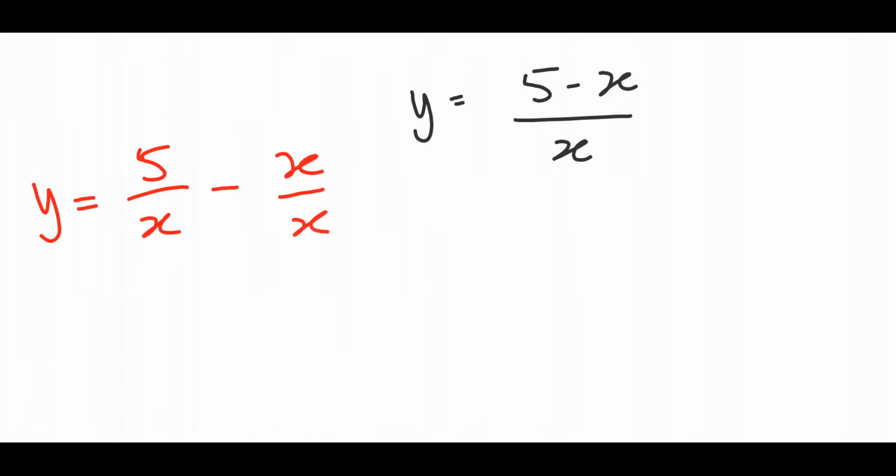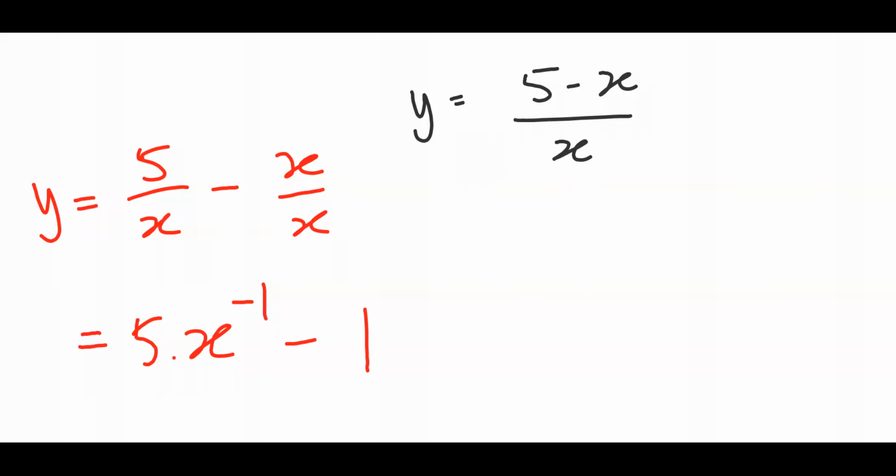So instead of having it grouped together over the same denominator, I'm splitting it up. Okay. And then I'm also going to prepare it by writing 5 over x as 5 multiplied by x to the power of -1. Okay, so the x at the bottom can be written as x to the power of -1. Okay. And then minus x over x, which is just simplified to 1.